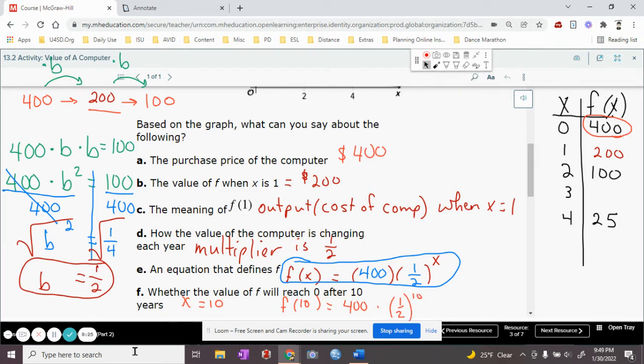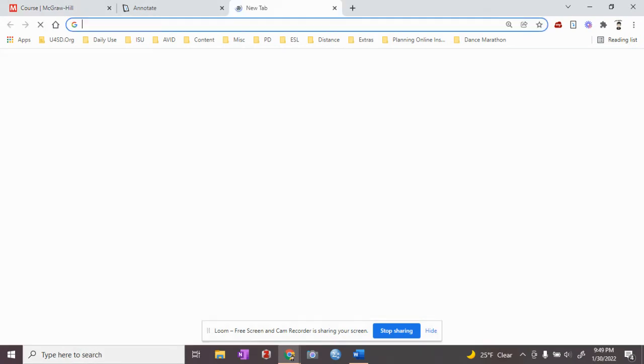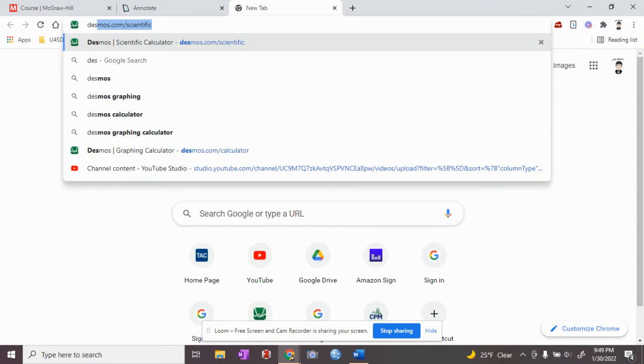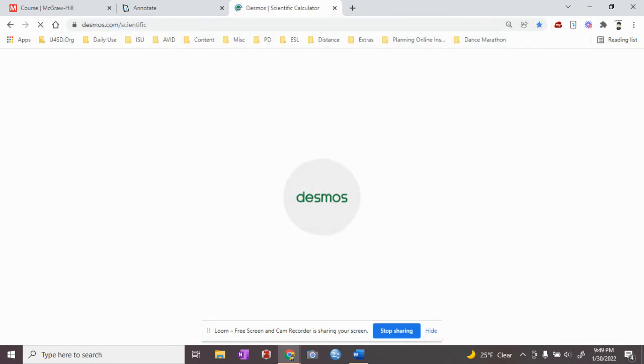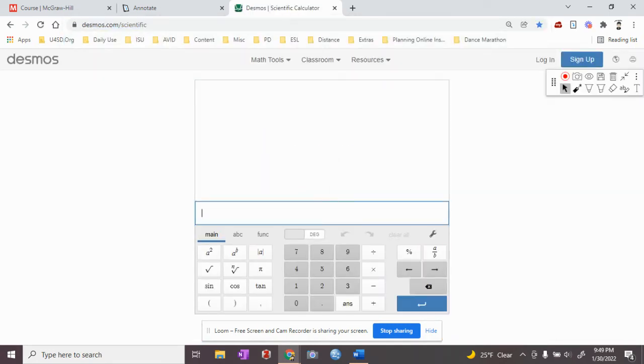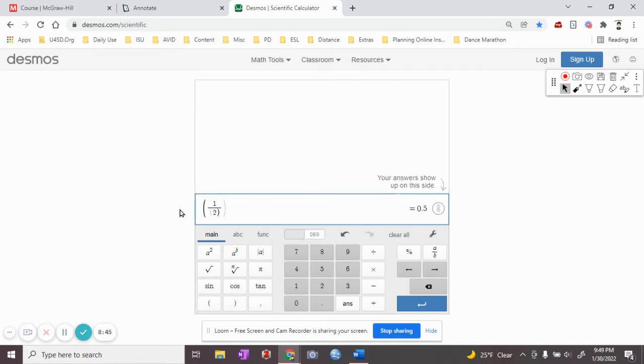So I'm going to come back to my calculator app, or you can go to the Desmos Scientific Calculator, which might be better. Highly recommend this, by the way. So I'm going to do in parentheses 1 divided by 2 to the power of, oh, not there, I want it out here.